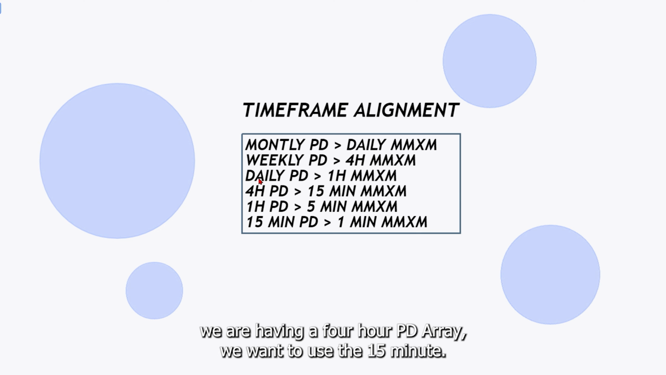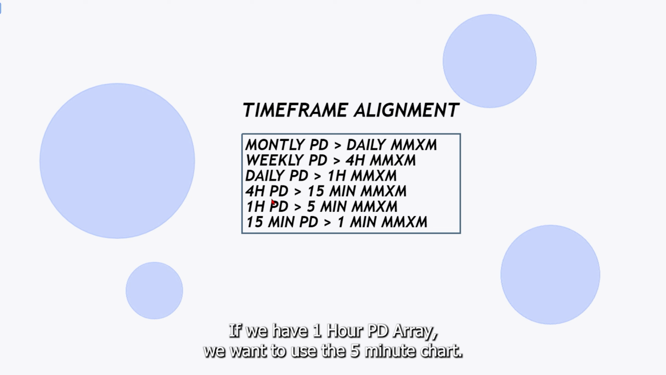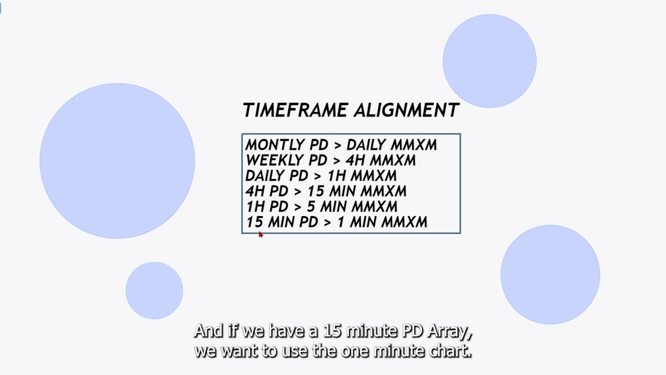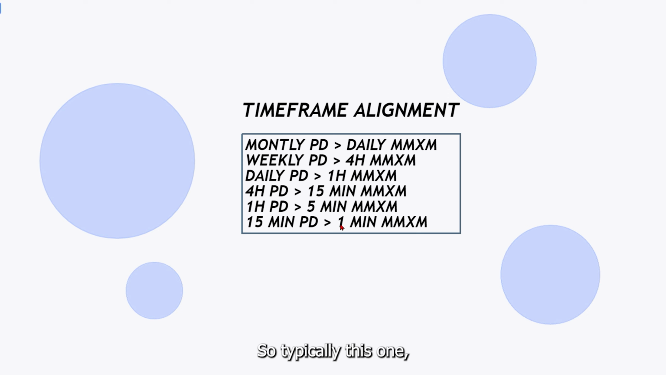If we are having a 4-hour PDRA, we want to use the 15-minute. If we have our PDRA, we want to use the 5-minute chart. And if we have a 15-minute PDRA, we want to use the 1-minute chart. So typically this 2 I would say works nice for indices, but this 3 works nice for indices or futures like NAS 100 and US 30.